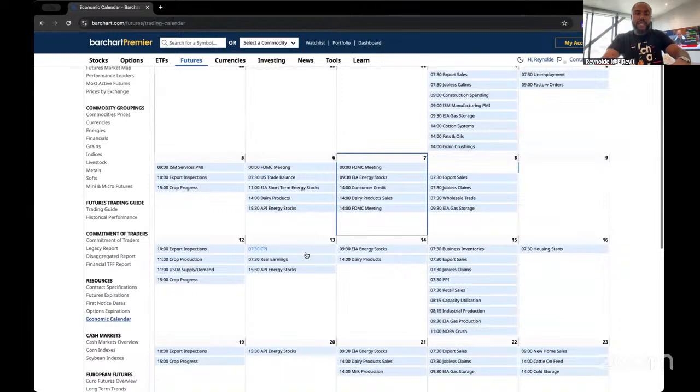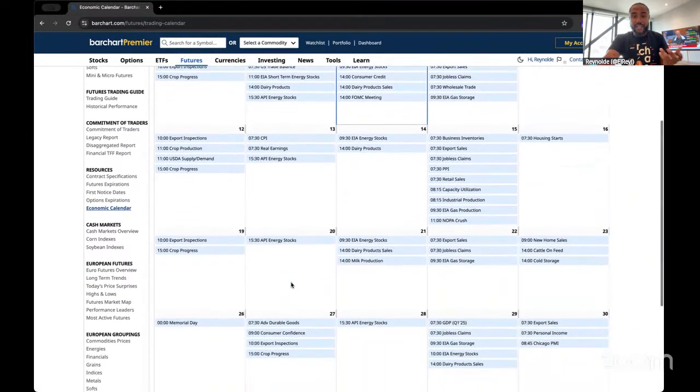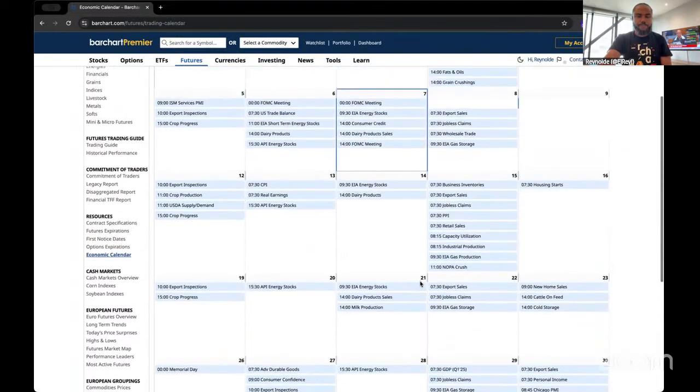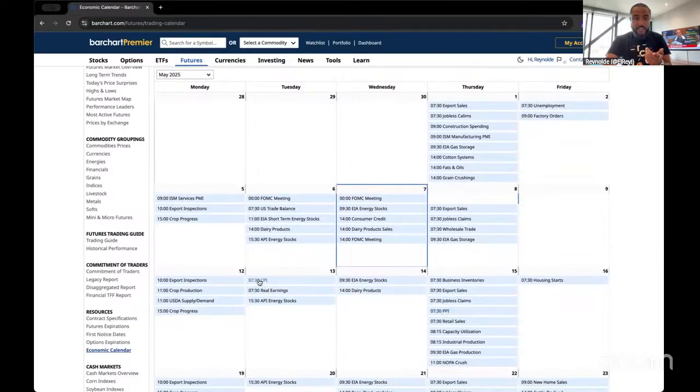Once you're there, you can get prepped for the week and find out what is going to be coming up that is volatile. Jobless claims usually can move markets. And once a month, we have CPI and PPI. So you can see here next week, we have PPI here, we have CPI here. Next week is going to be another volatile week for us.